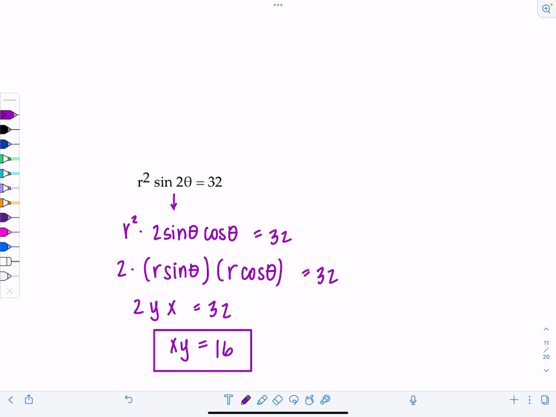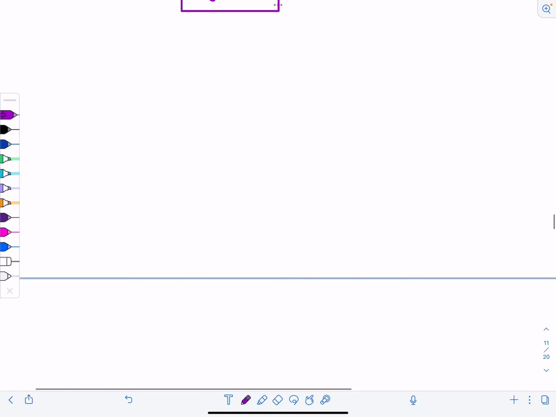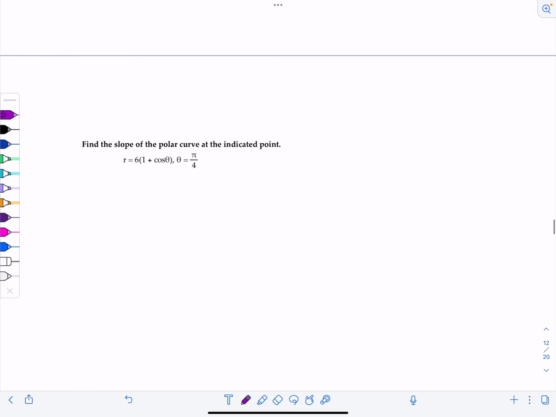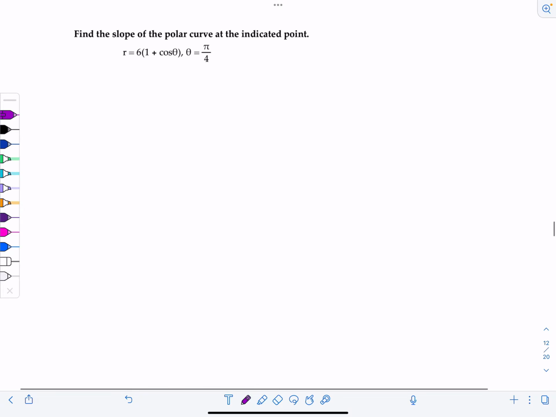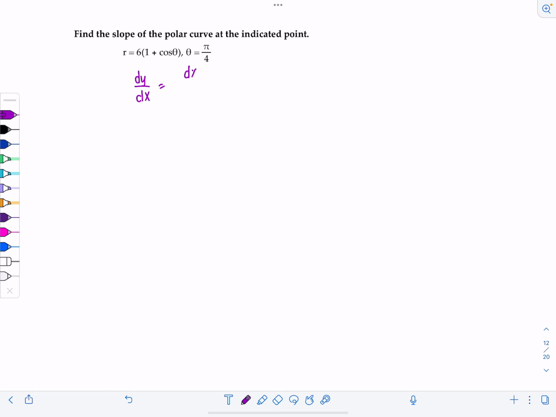Okay, good. That's enough of a warm-up. Let's get this show on the road. Find the slope of the polar curve at the indicated point. They gave us that r equals 6 times (1 plus cosine theta), and that theta equals pi over 4. The formula for slope in polar is pretty much the same as it is in parametric. So dy/dx is going to be dy/d theta over dx/d theta.